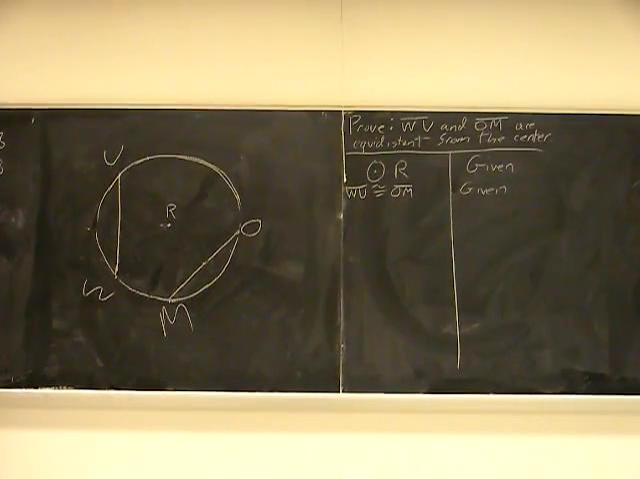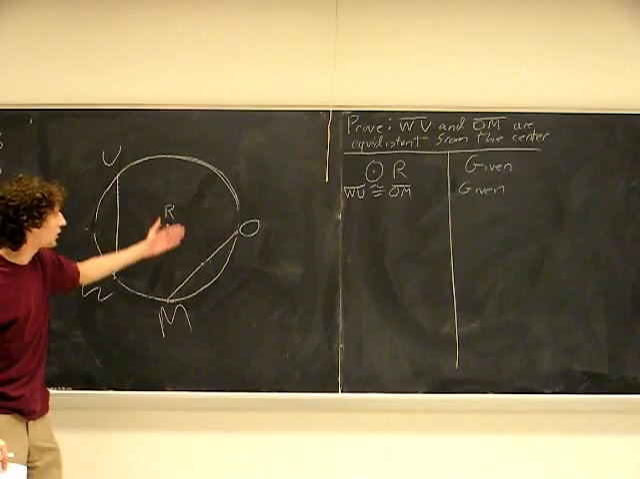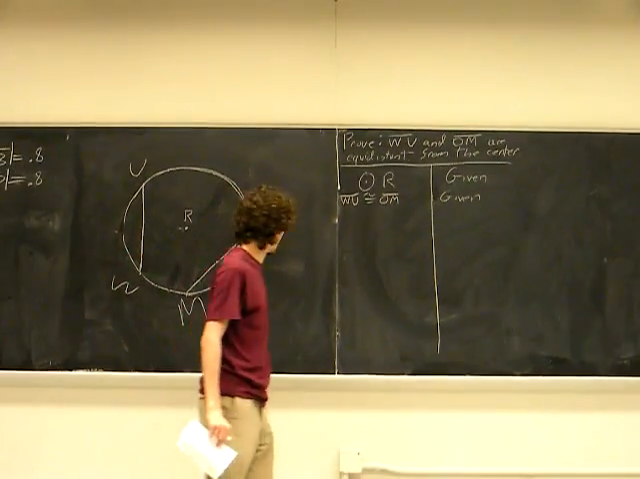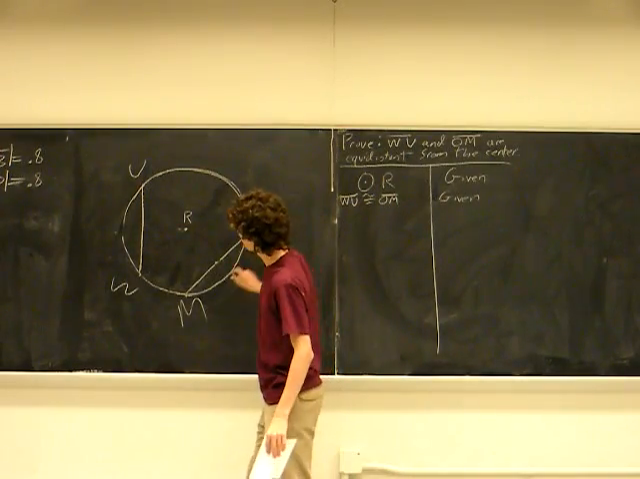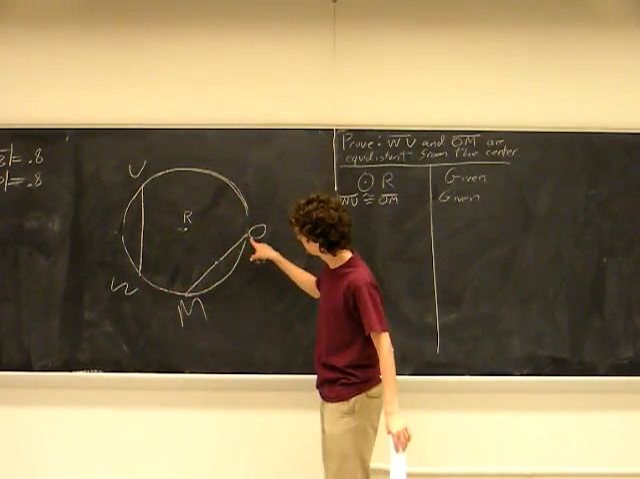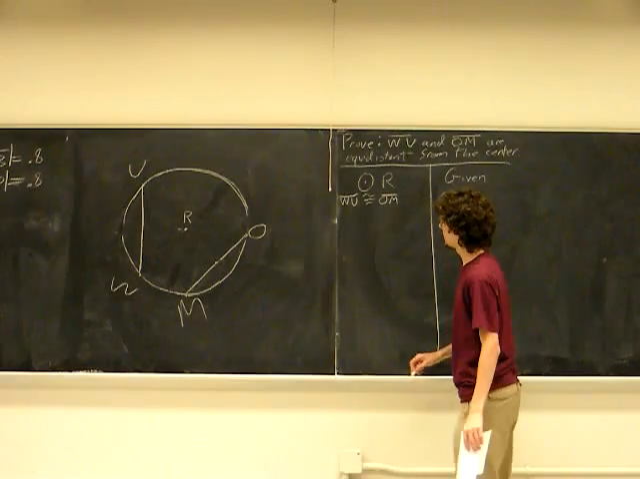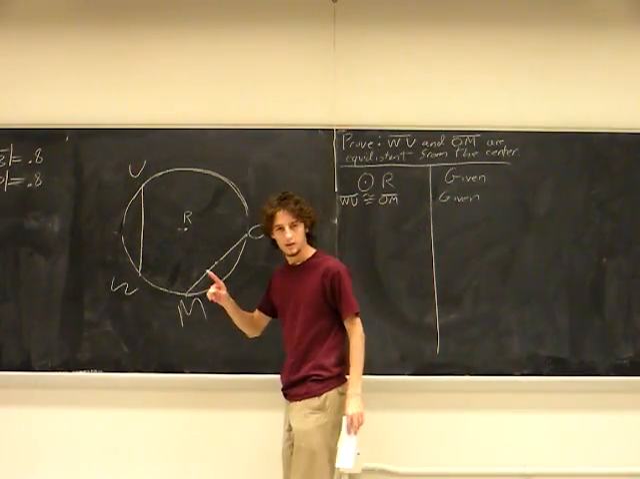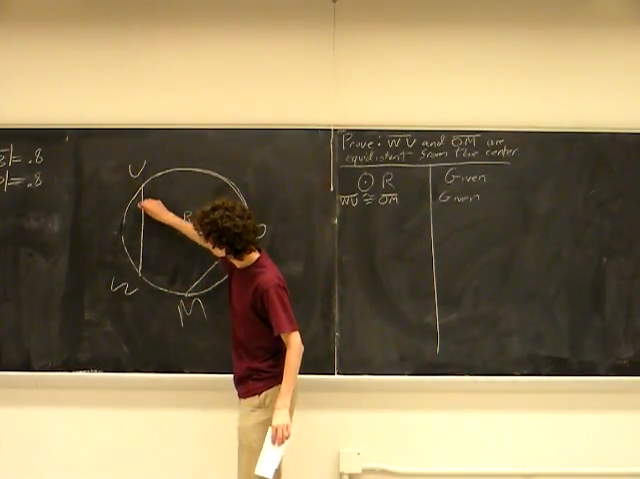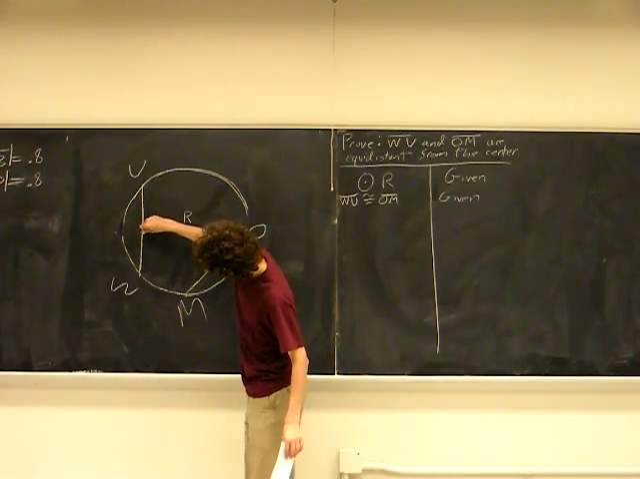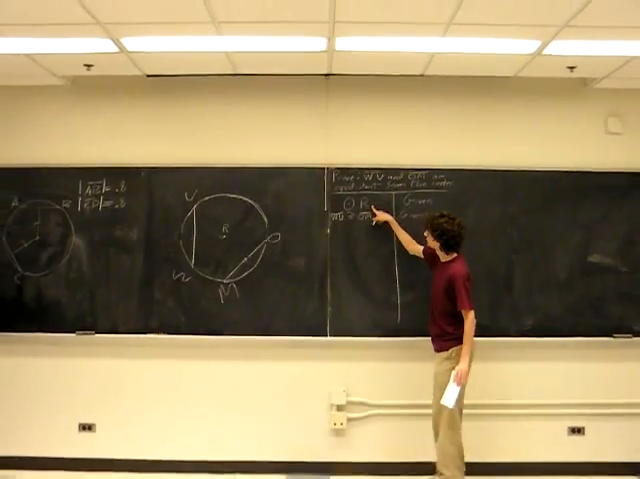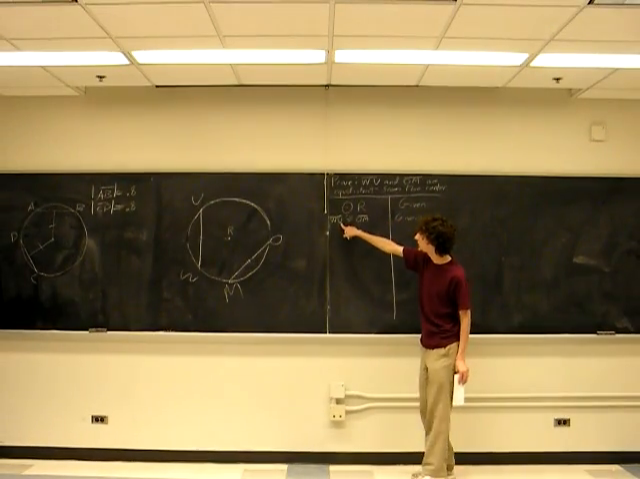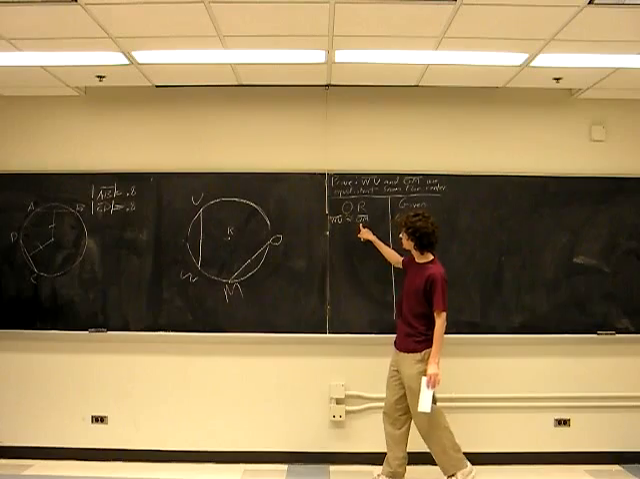So we have a circle, with points W, U, O, M on the outside. It's circle R. We have two chords, chord WU and chord OM. And we are given that the two chords are congruent. So we're given circle R, and WU is congruent to OM.